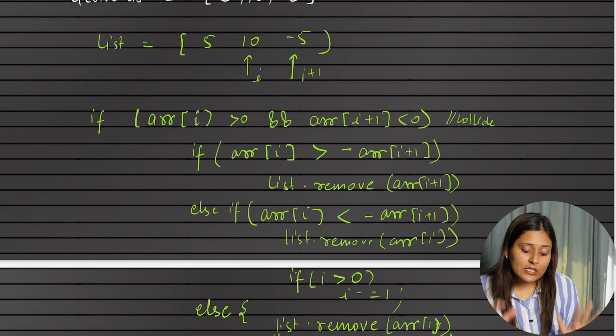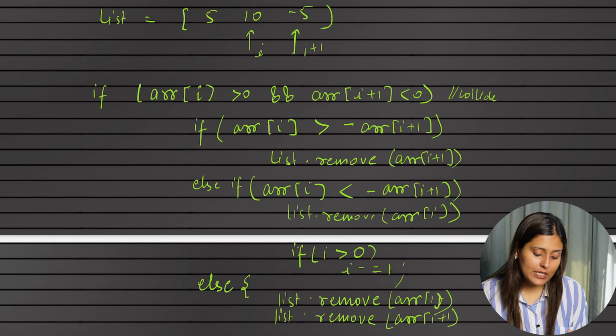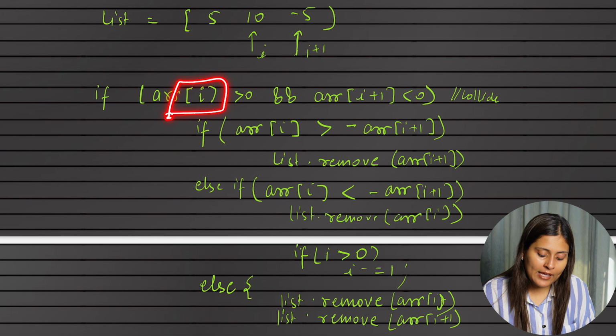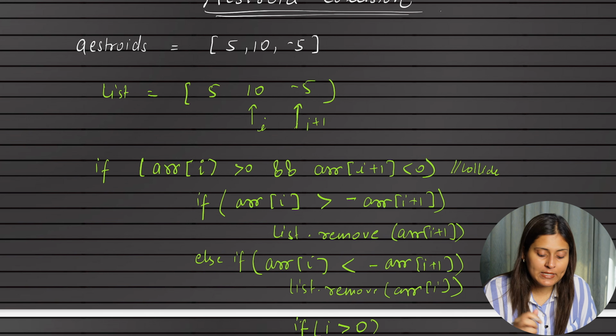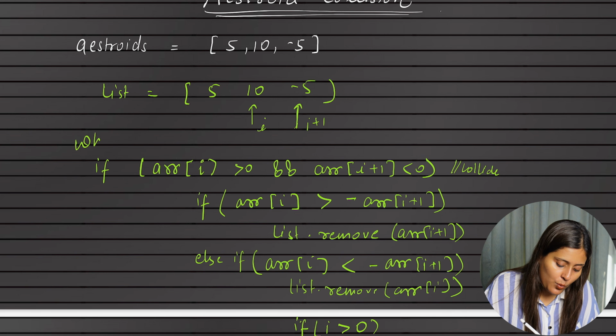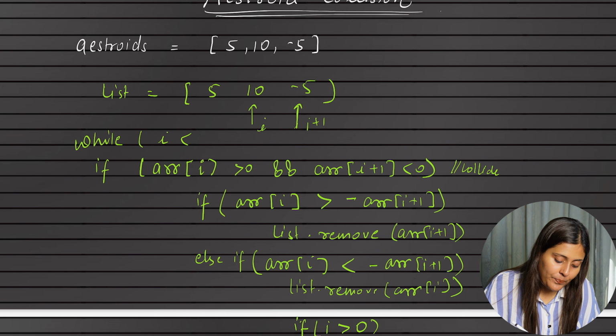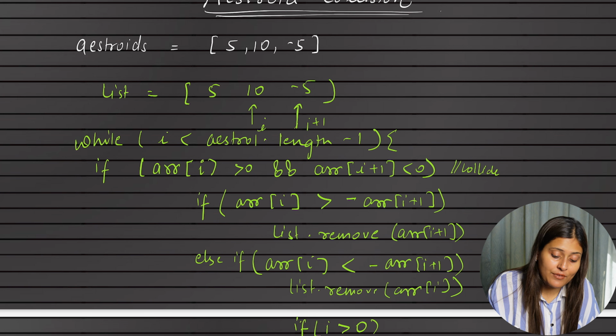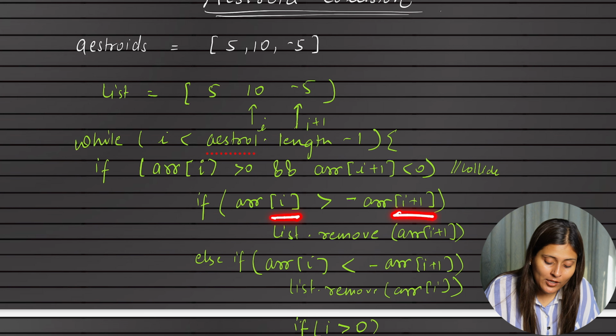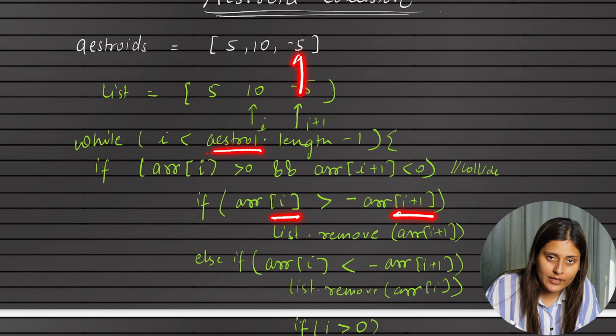Okay, so this is the brute force code, but if you see here again, this i value you have to run in a for loop or a while loop. Okay, not for loop, basically while loop. So you will write while i is less than asteroid dot length minus 1. Why minus 1? Because we are considering i and i plus 1, so we cannot run till the last index. Our i needs to stop at the second last index.